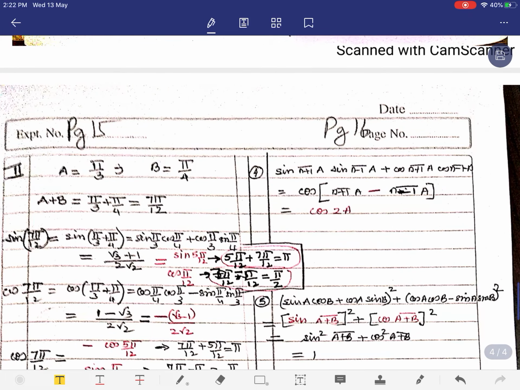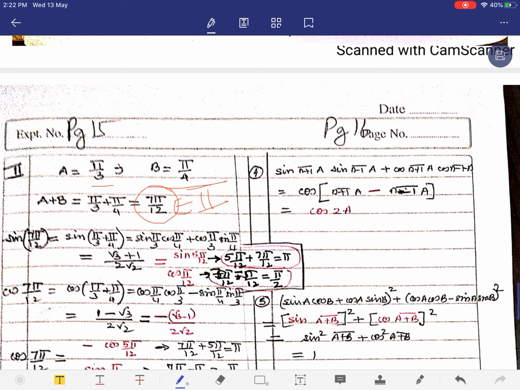The next one is one more example. If A is pi on 3 and B is pi on 4, I have taken the sum of the two, which makes it 7 pi on 12. Now, analyze this: had it been 6 pi on 12, it would have been pi on 2, which says that 7 pi on 12 is slightly greater than pi on 2. So, this belongs to the second quadrant. Let us find the ratios of this angle.